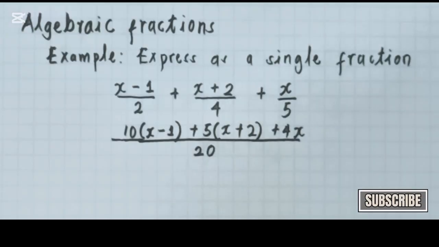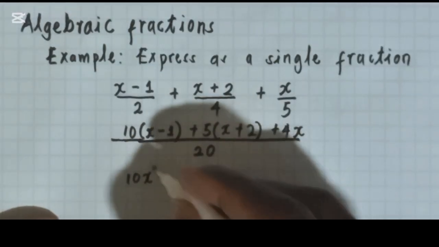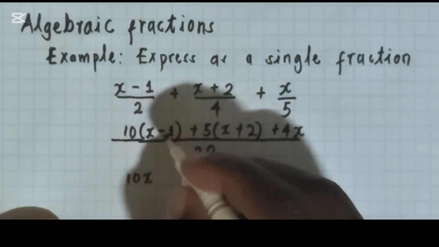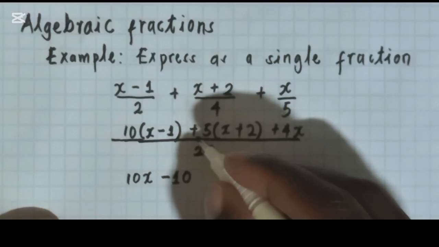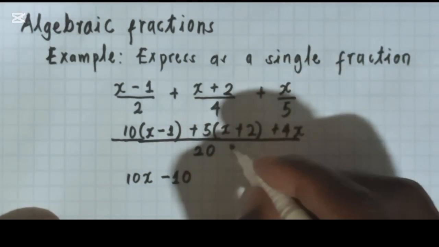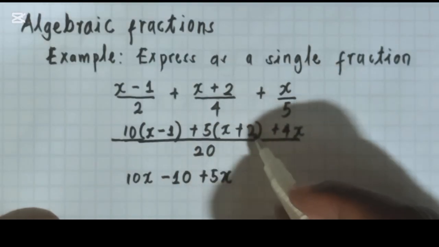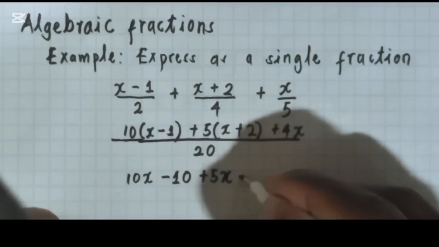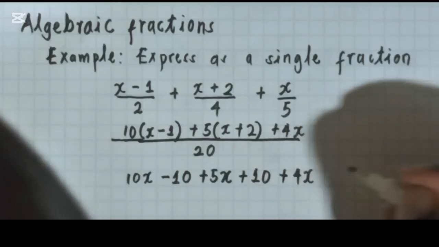For our next step, we're going to expand what we have in the numerator of our single fraction. That is what you're seeing here. Expanding this, we will have 10x, 10 times x. Then 10 times negative 1 gives us negative 10. Then we have positive 5 times x, giving us positive 5x, and then positive 5 times 2 giving us plus 10. And all that plus 4x.